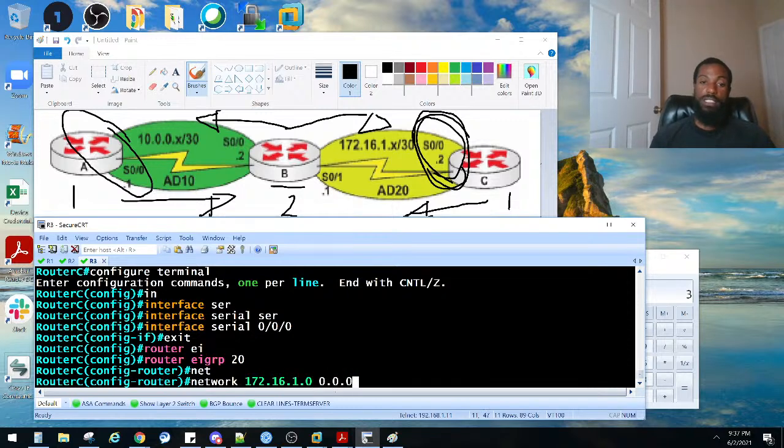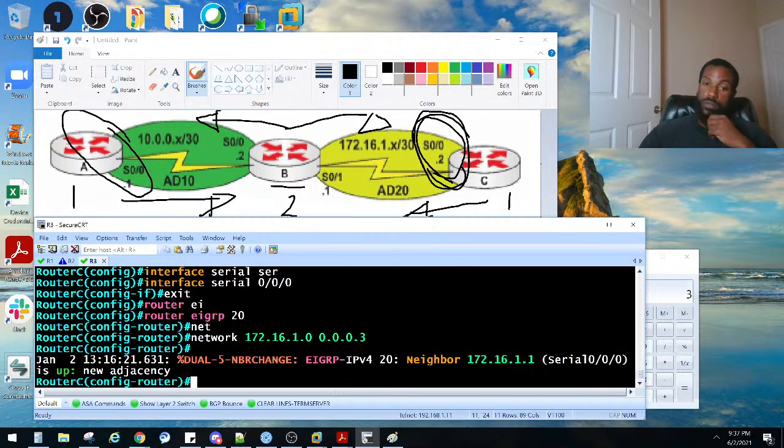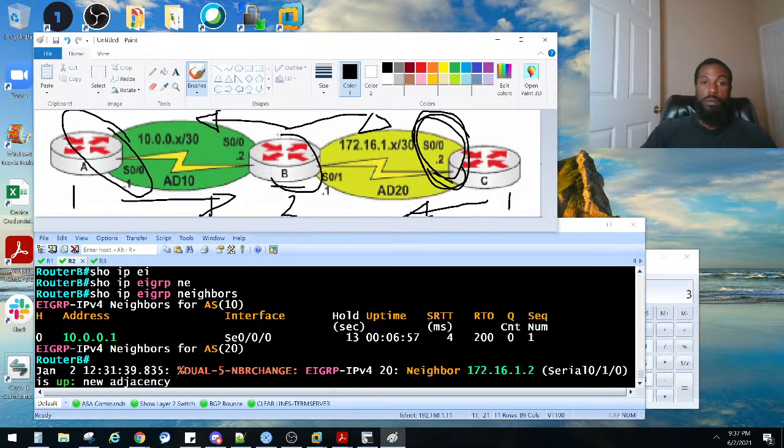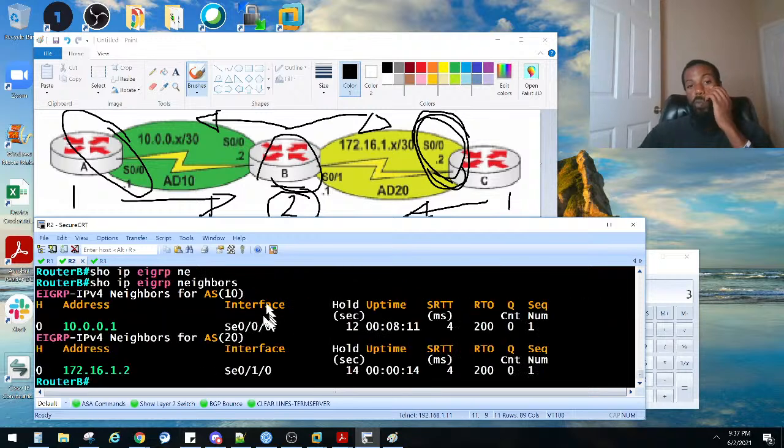172.16.1.0 with a subnet mask of 0.0.0.3, and that should bring up a neighbor. There it is right there. We go to router 2, or B. We're gonna go with him, and we'll see those two neighbors that I was mentioning. Notice we got a message right here, new adjacency. Now we do a show IP EIGRP neighbor, and now he's got two neighbors.